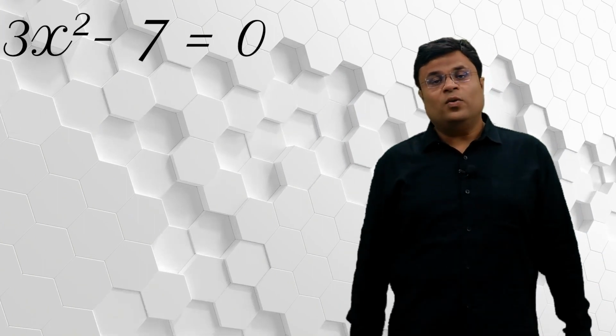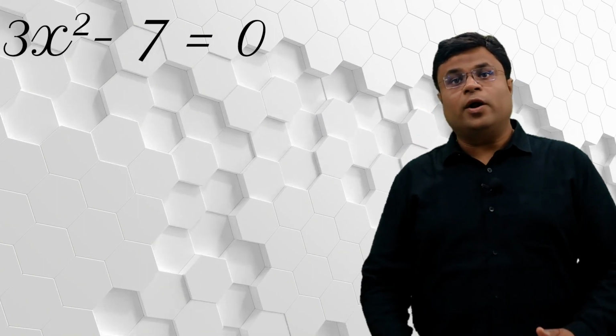So the first equation which you have here is 3x² − 7 = 0. You have to tell whether it is a quadratic equation or not.